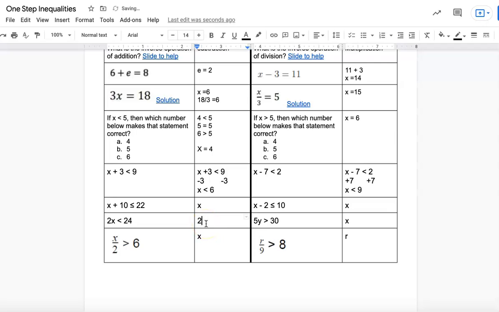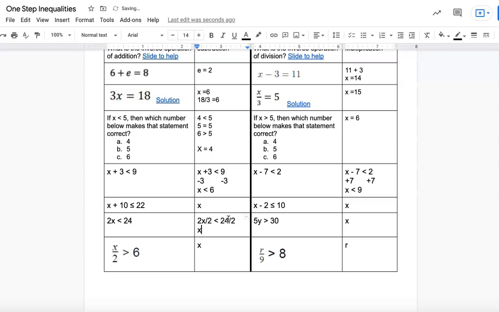The next one is 2x is less than 24. That's 2 times x. So to get rid of multiplication, we divide. So we divide both sides by 2. We're left with x is less than 24 divided by 2, which is 12. You could do the same thing here. Divide both sides by 5 to get your answer for y, not x.